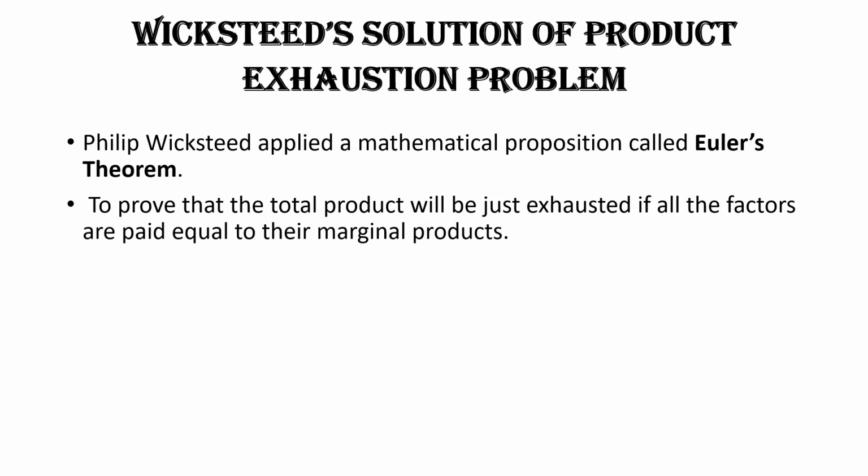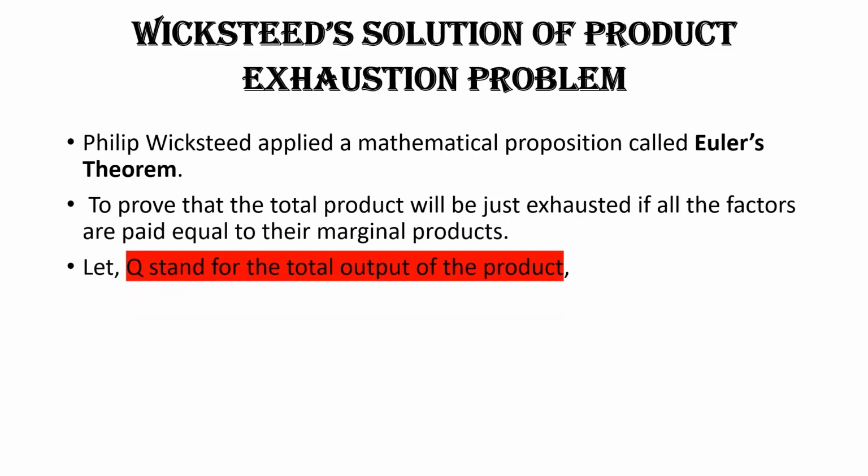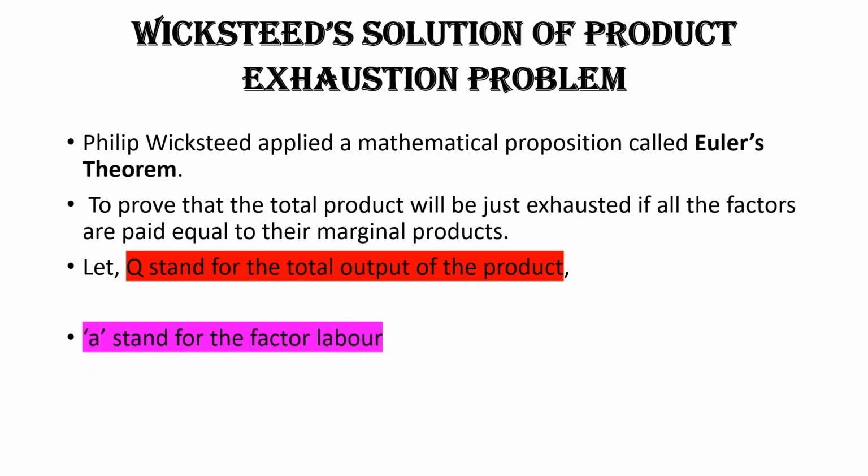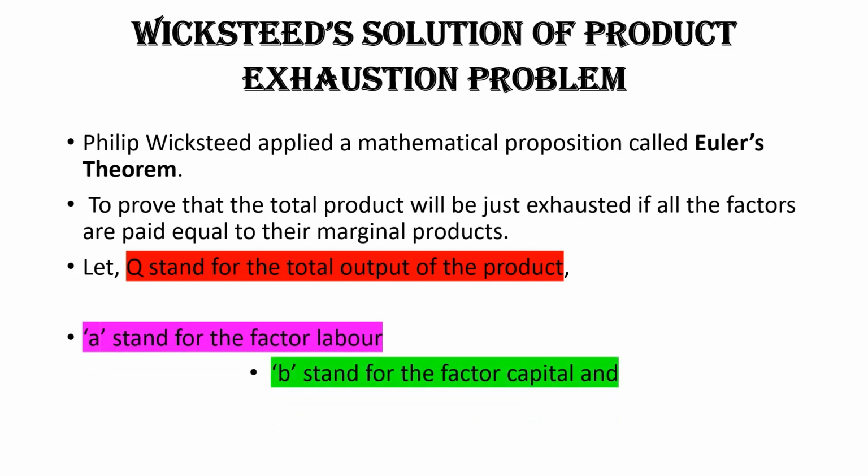Now let's examine it using an example. Let Q stand for the total output of the product, A stand for the factor labor, B stand for the factor capital, and finally C stand for the land used in the production.